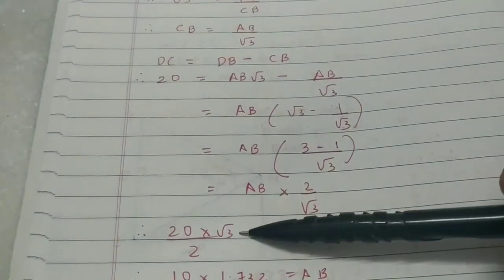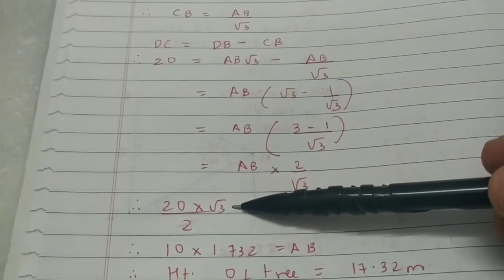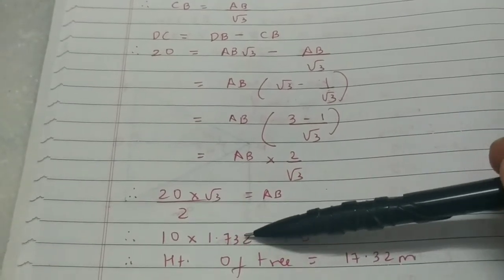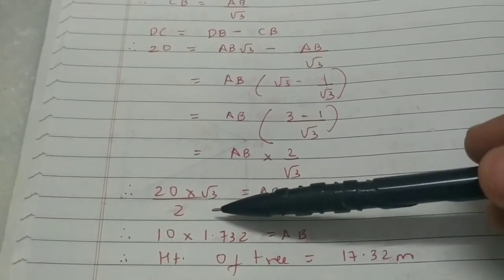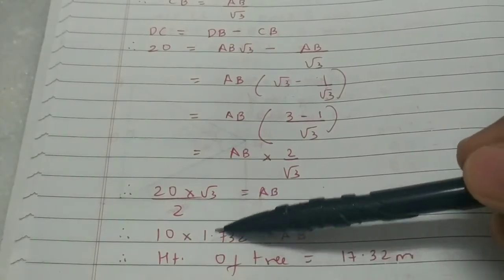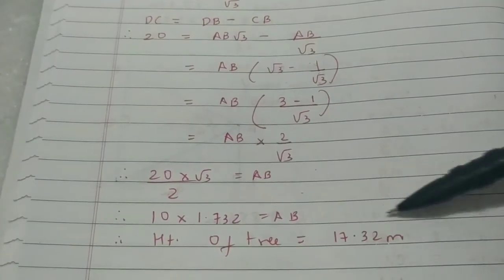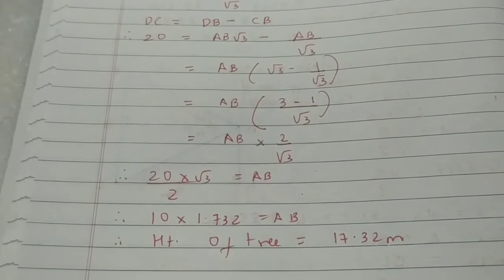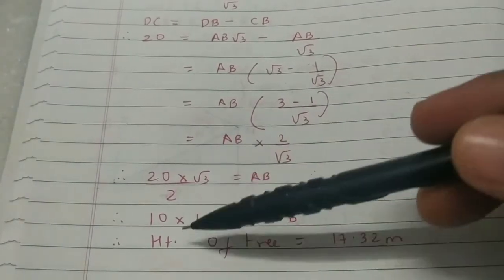It's good that root 3 is in the numerator, because dividing by 1.732 would be a headache. But multiplying is so easy. In fact, it's into 10, right? So just shift the decimal place, and that's the height of the tree. Not the heart of the tree, I said height of the tree.